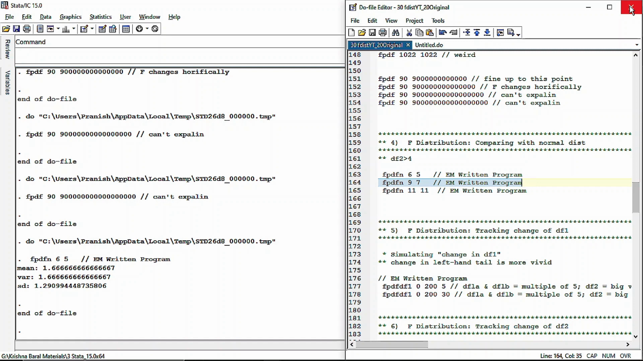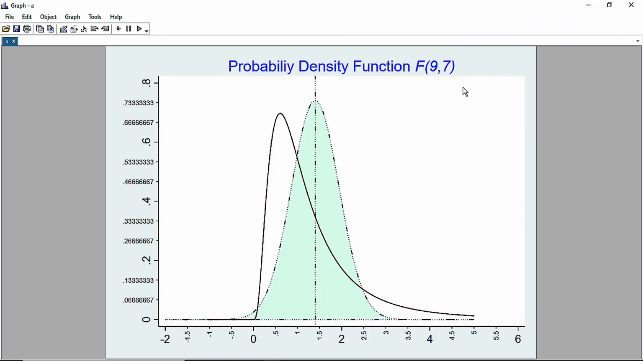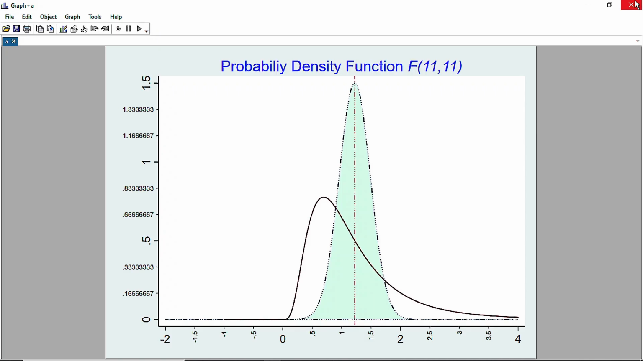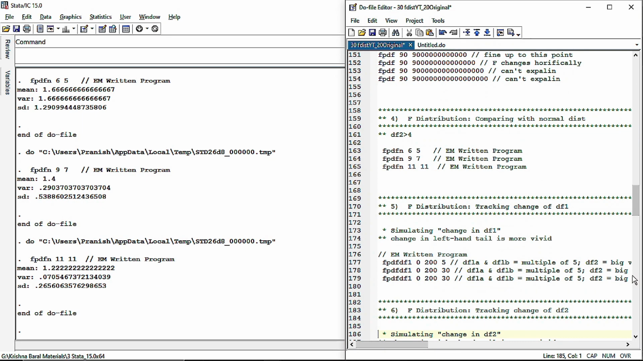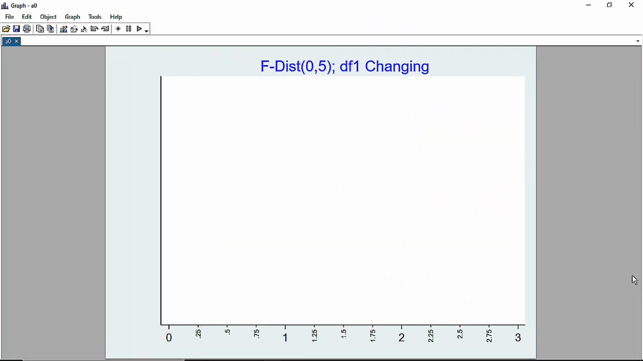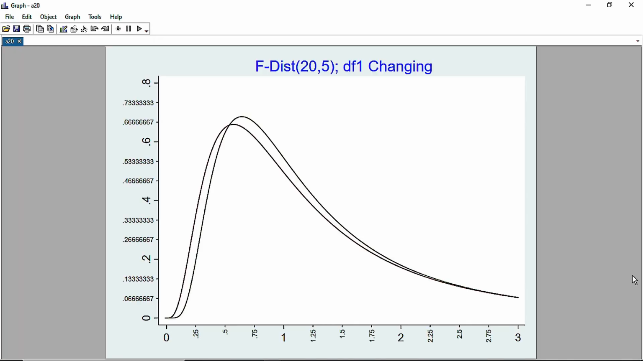When the degrees of freedom 1 is 9 and the degrees of freedom 2 is 7, we get this kind of graph. And now let us repeat the same process when both of the degrees of freedom are equal to 11. Now let us run some simulations and see what happens if we go on increasing the degrees of freedom 1 while keeping the degrees of freedom 2 constant, and we're going to increase the degrees of freedom 1 from 0 to 200 at a gap of 10.